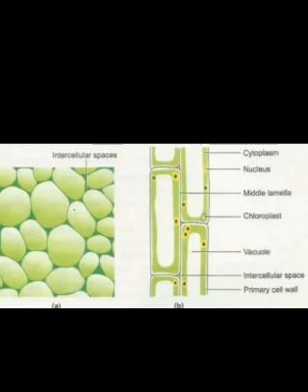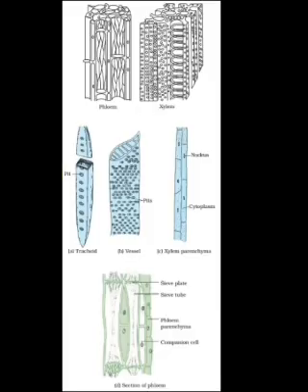The last one is protective tissue. They protect the plant tissue by forming an outer protective layer. Protective tissues are of two types, epidermis tissue and cork tissue. The epidermis tissue covers the entire body of the plant. It protects it from injury, germs, and water loss.